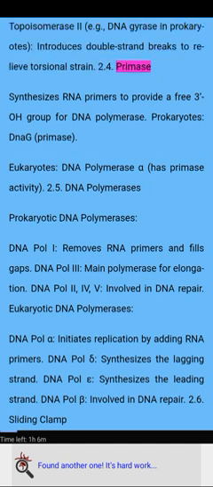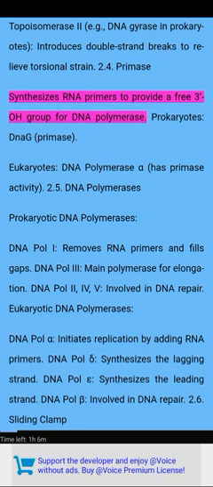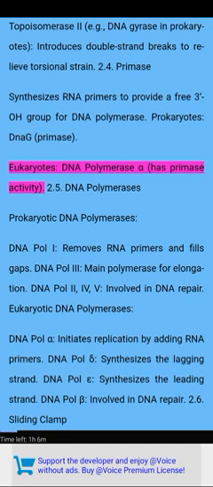2.4. Primase. Synthesizes RNA primers to provide a free 3' OH group for DNA polymerase. Prokaryotes: DnaG primase. Eukaryotes: DNA polymerase alpha has primase activity. 2.5. DNA polymerases. Prokaryotic DNA polymerases. DNA pol I removes RNA primers and fills gaps. DNA pol III is the main polymerase for elongation. DNA pol II, IV, V are involved in DNA repair.